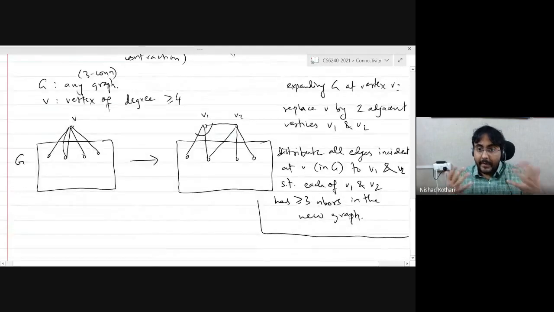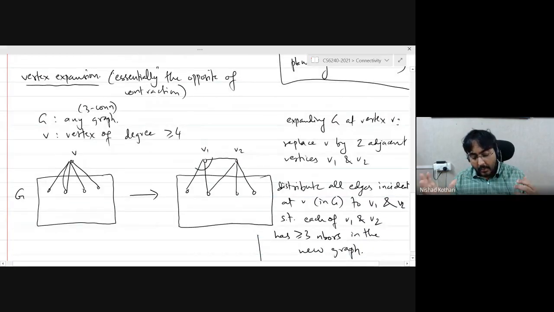Notice that you have some freedom here. You have actually a lot of freedom here. If the vertex V was incident with 100 edges, you could split these 100 edges in many different ways. You could distribute them in many different ways between V1 and V2, right? The only restriction is that each of them has at least three neighbors in the resulting graph, which is a very natural restriction because we want our new graph to be three connected. So in particular, every vertex should have at least three neighbors, right? Otherwise, your graph is not going to be three connected.